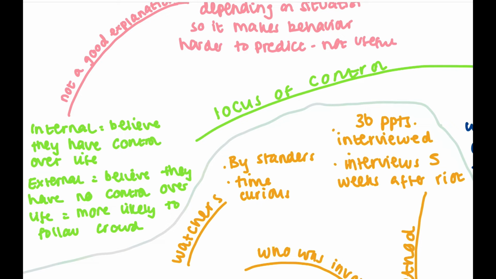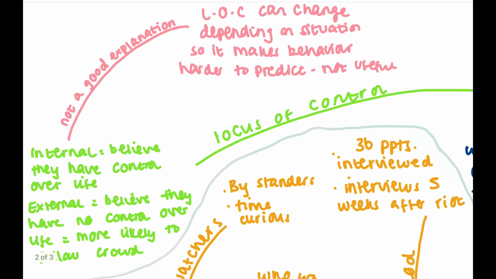Now, people with an external locus of control are much more likely to follow their crowd. This is because they believe they don't have much control over their behaviour. They're very easily influenced by those around them. So they're much more likely to get involved in this crowd behaviour.